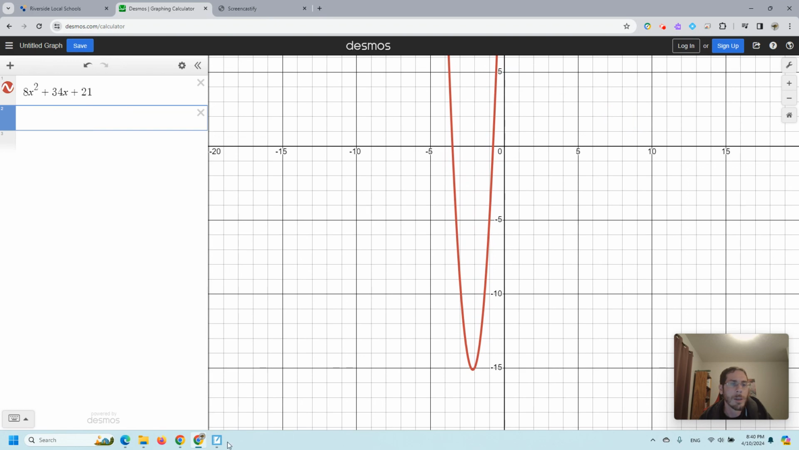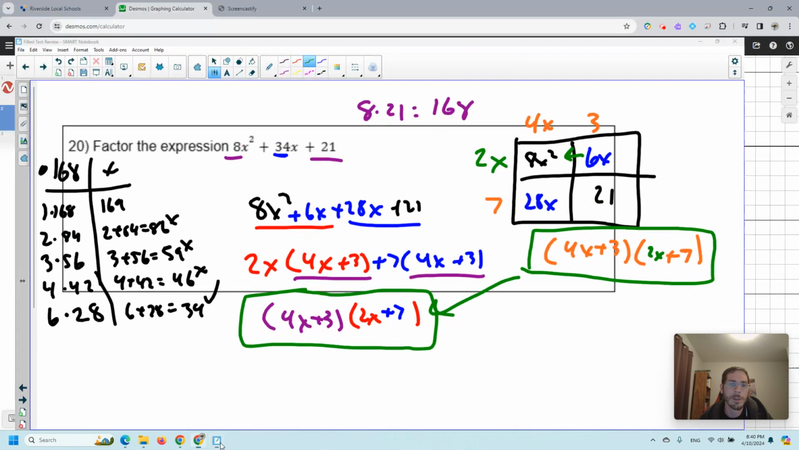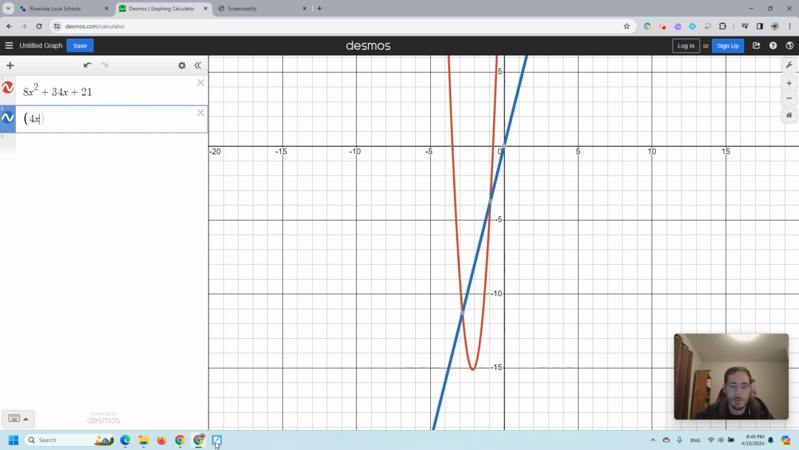If we type in our answer that we got, parentheses 4x plus 3, and then parentheses 2x plus 7, kind of like we did when we were looking at our systems of equations, if these two are exactly overlapping, that means that they're the exact same. So that's how I know that I got it right. So the graph itself is a little built-in self-check. If you graph what you started with and you graph the answer, if they overlap, they're the same.